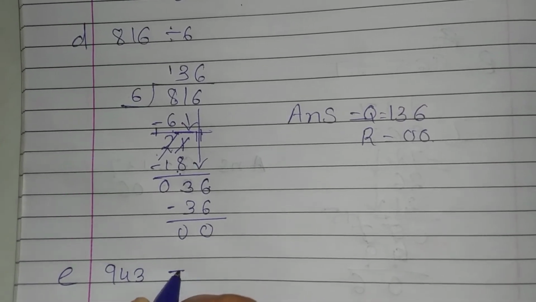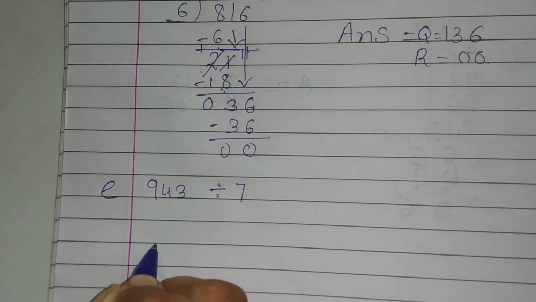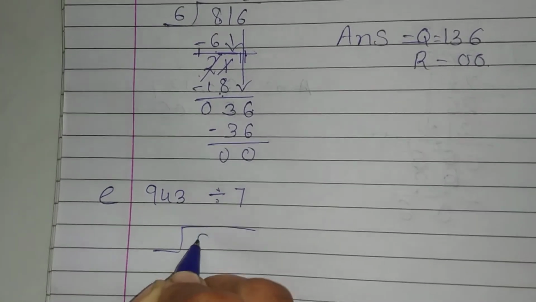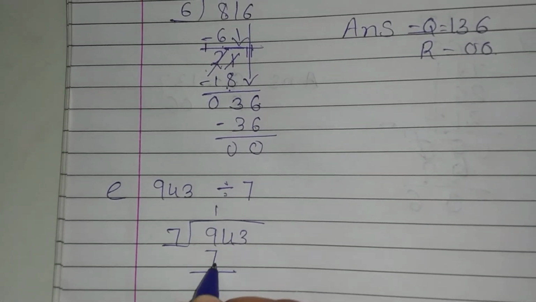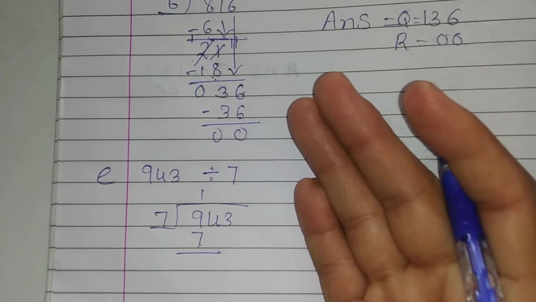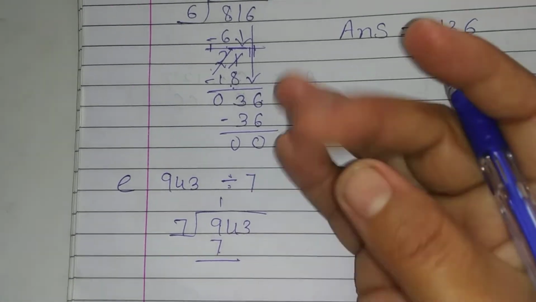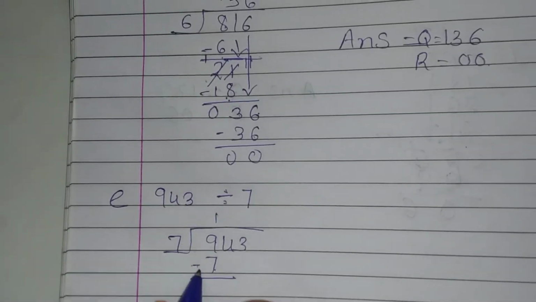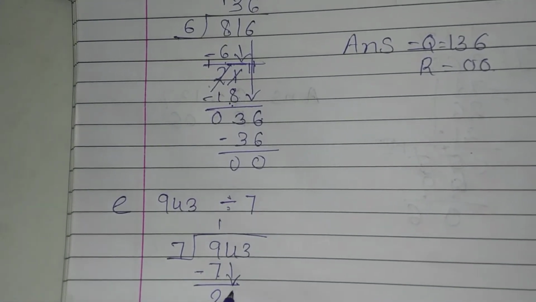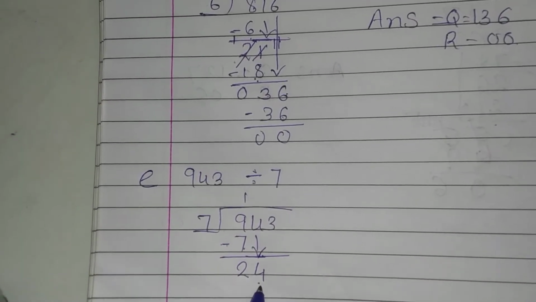943 divided by 7. 7 ones are 7. 9 minus 7. Put 9 on your finger: 1, 2, 3, 4, 5, 6, 7, 8, 9. Cut 7: 1, 2, 3, 4, 5, 6, 7. So the answer is 2. Now we'll bring down 4. The next number is 24.